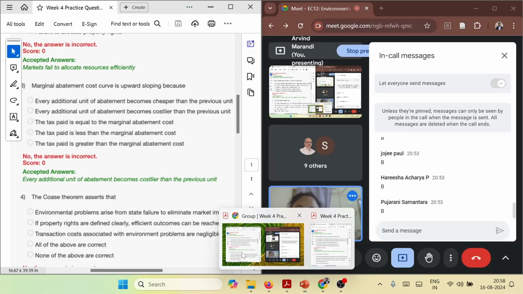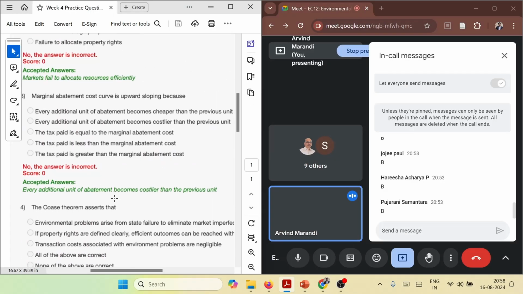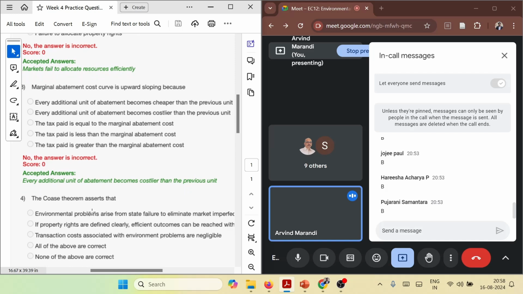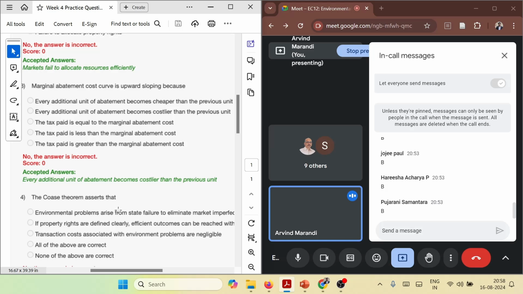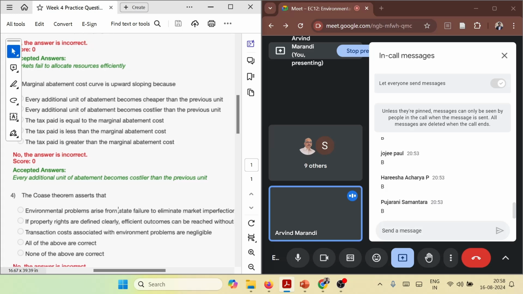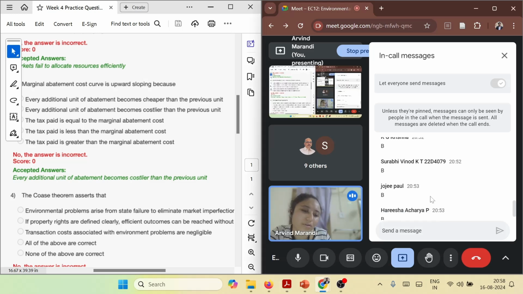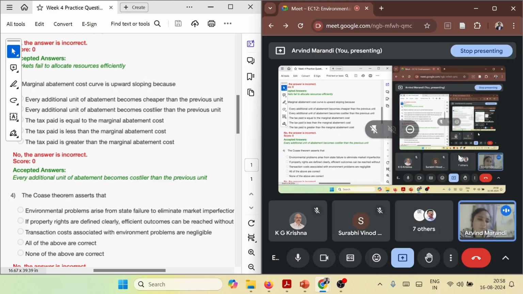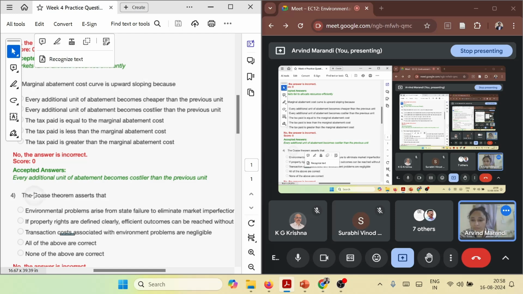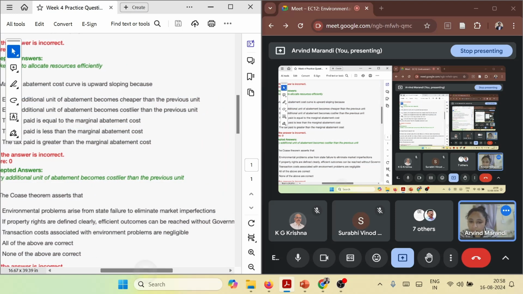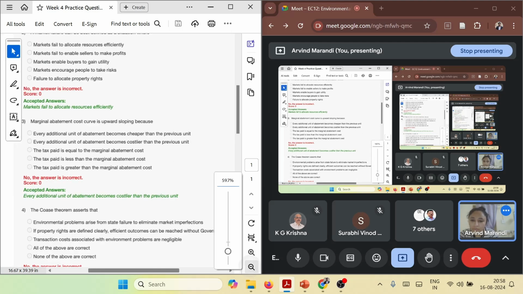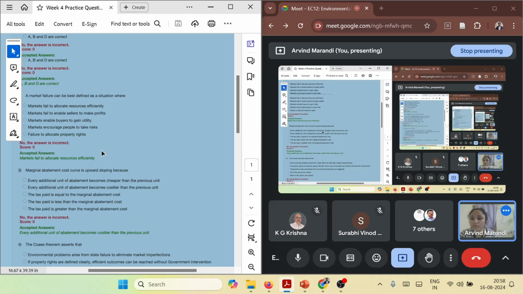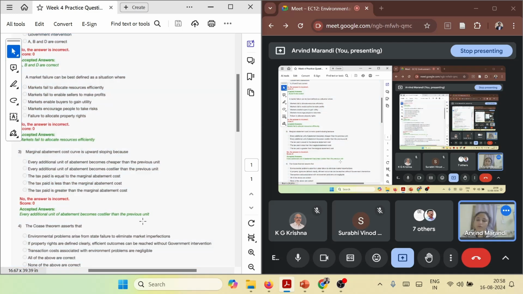Okay, I'll explain it further in the next session, but I want to ask this question, so therefore I ask. So, fourth question, Coase theorem asserts that... now I just said the Coase theorem, but I want the answer for the same. Question number four.